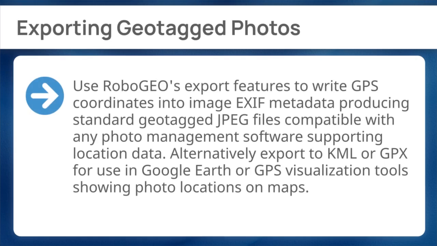Next, exporting geotagged photos. Use RoboGEO's export features to write GPS coordinates into image EXIF metadata, producing standard geotagged JPEG files, compatible with any photo management software supporting location data. Alternatively, export to KML or GPX for use in Google Earth or GPS visualization tools showing photo locations on maps.